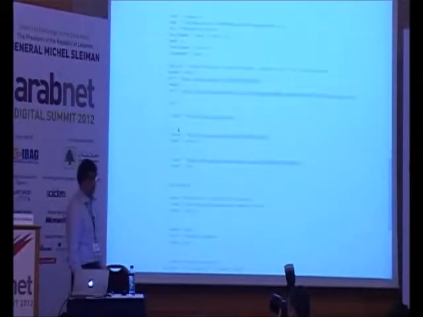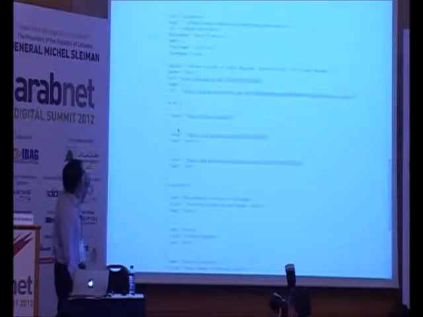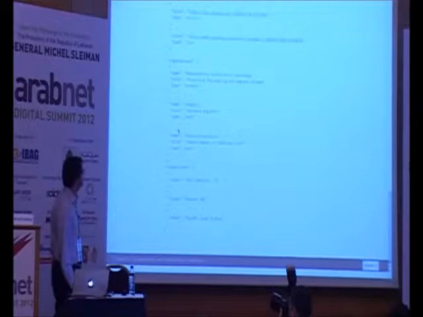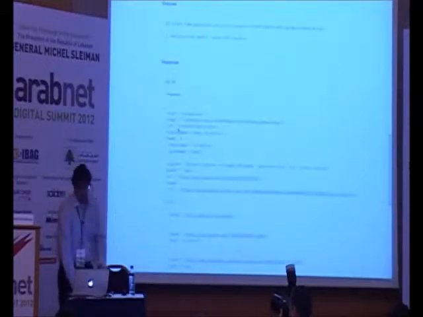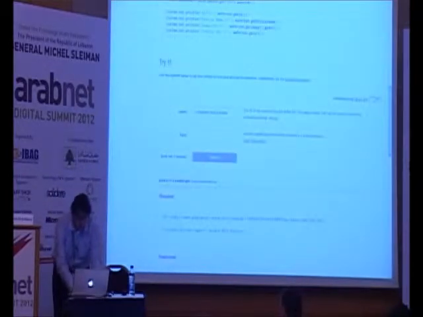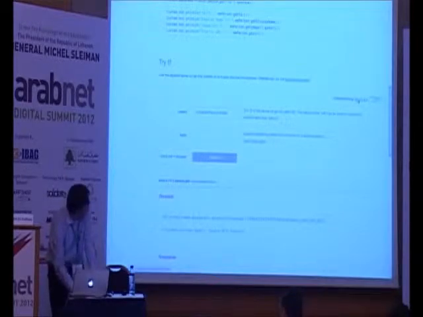You basically get the ID, the gender, the URL, and a lot of very useful information that you can use to build your application on top of. But you can also, if you see here, you see an authorize using OAuth 2.